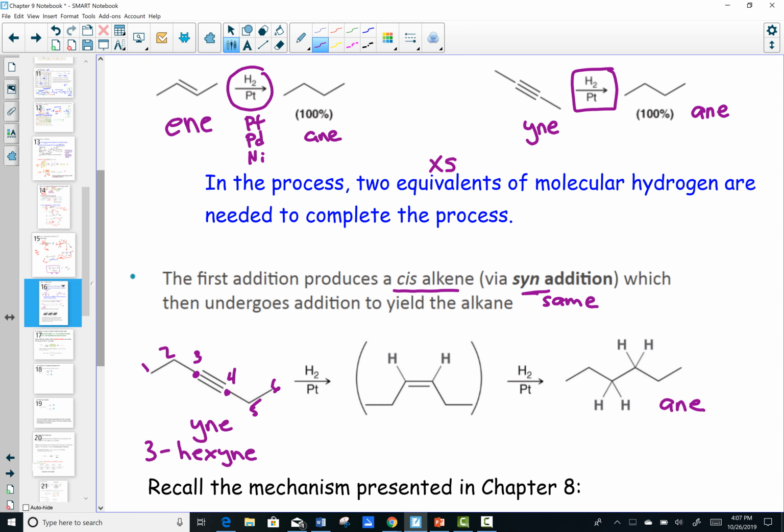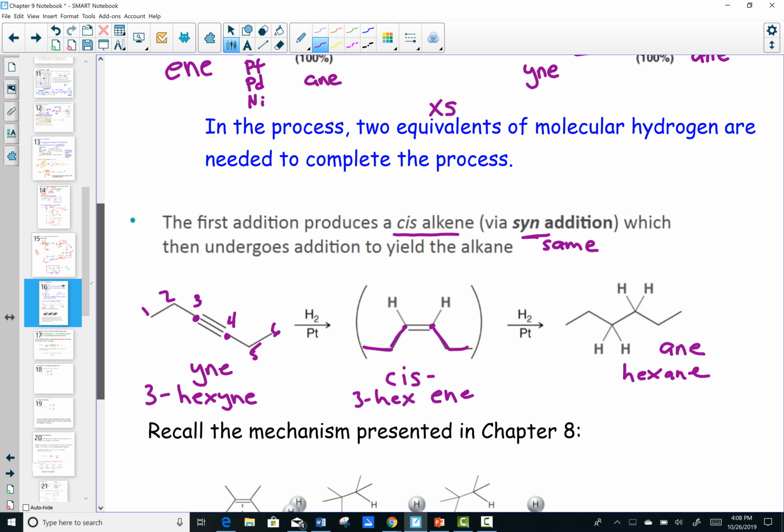In the intermediate stage, we have a cis-ene configuration. Notice that the carbons now in the double bond have their substituent groups coming out of the same side of the pi bond, thus the cis configuration. And then, of course, adding across the double bond again with the molecular hydrogen creates the saturated hexane. So we can think about what's happened here is we went from 3-hexyne to 3-hexene to simply hexane.